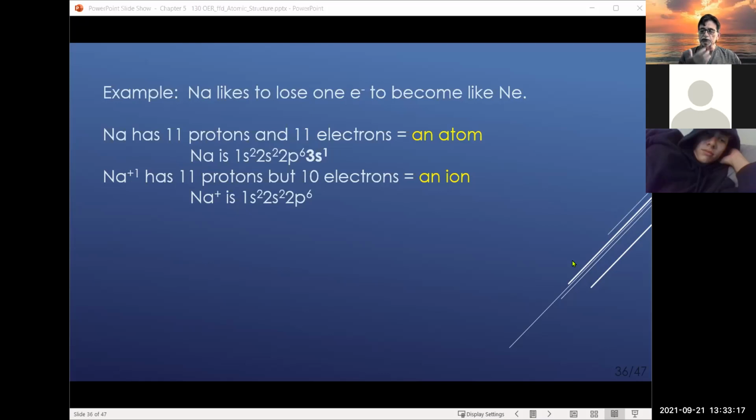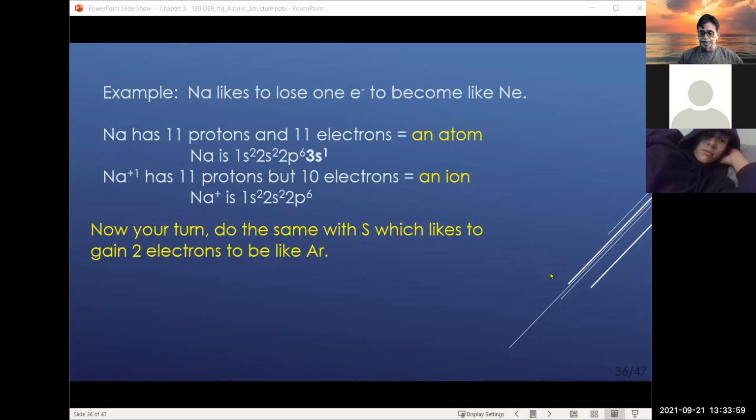Now, why does it have a plus one charge? To refresh your memory, when it's an element, there's 11 protons and 11 electrons, neutral charge. But it loses one electron. Now it has 11 protons and 10 electrons. Think of it this way: you've got $11 and you spend $10. You're still good with $1 left, right? You're in the plus. Because the protons have a positive charge and the electrons have a negative charge, 11 to 10 gives you a net plus one.